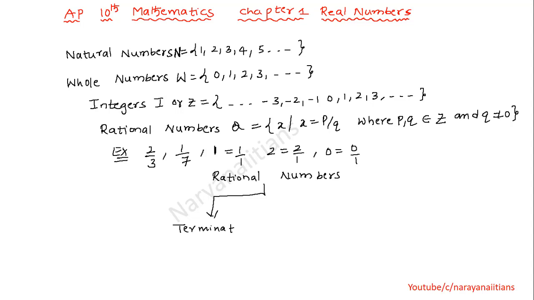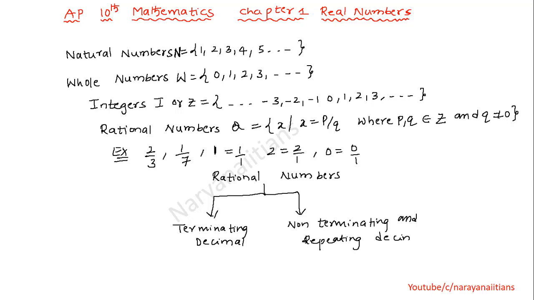One is terminating decimals. The second one is non-terminating and repeating decimals. Terminating decimal, example 5 by 2. The value of 5 by 2 is 2.5. After the decimal point, the digits are terminating. Non-terminating and repeating decimal, example 10 by 3.